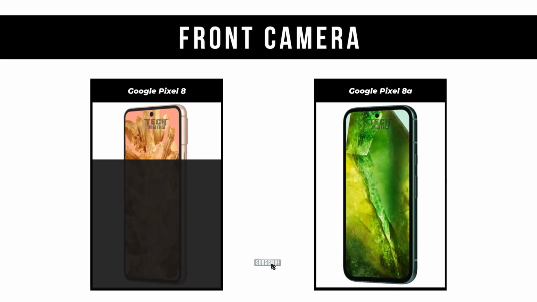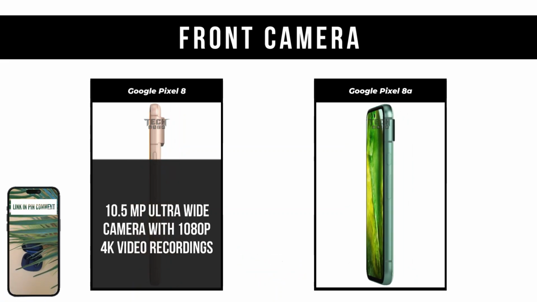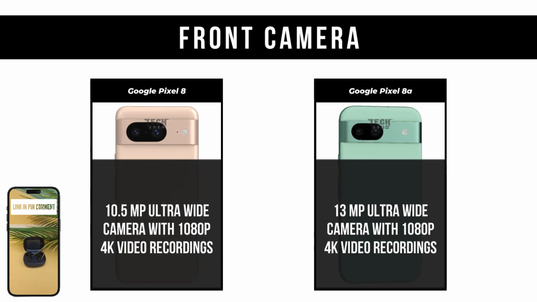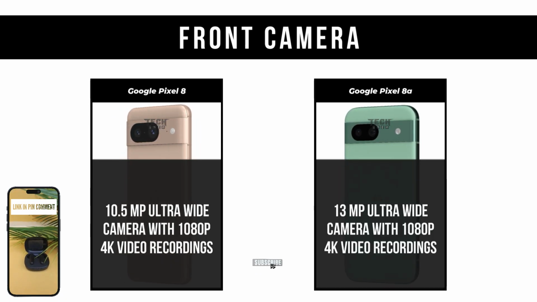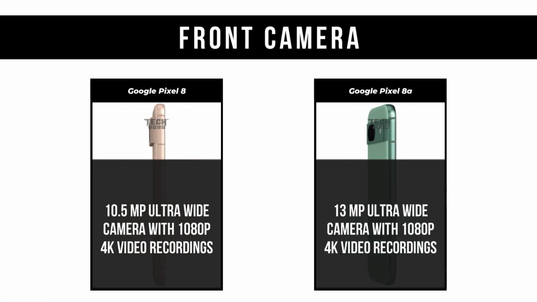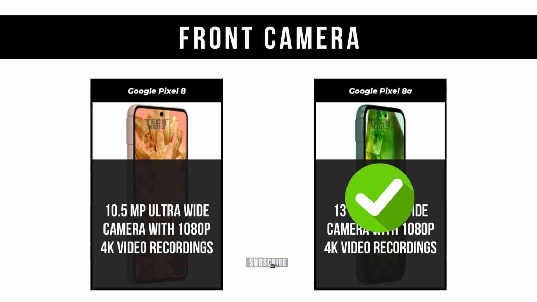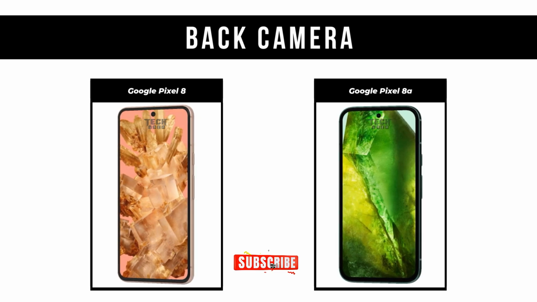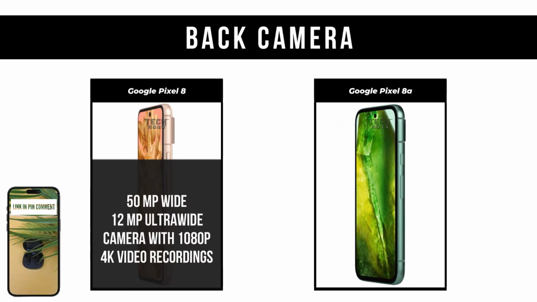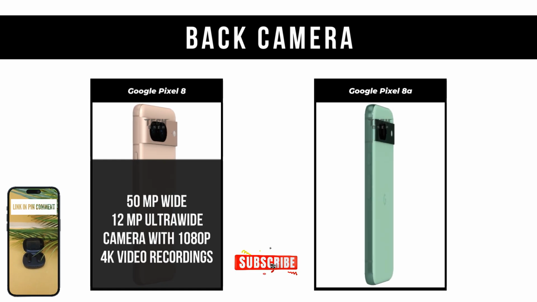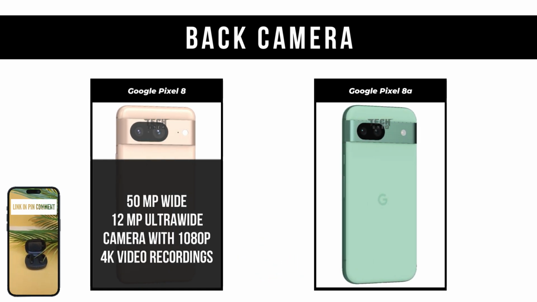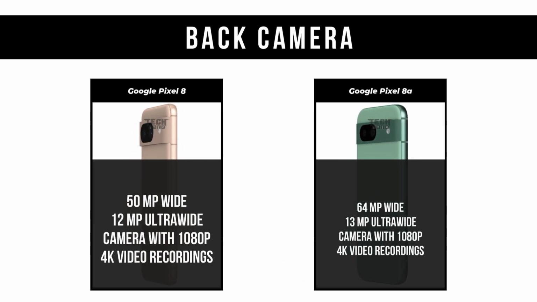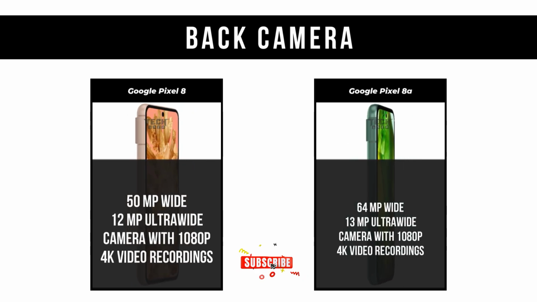Front camera. Google Pixel 8 is 10.5 MP ultra-wide-angle camera, with 1080p and 4K video recordings. Google Pixel 8a is 13 MP ultra-wide-angle camera, with 1080p and 4K video recordings. Back camera. Google Pixel 8 is 50 MP wide and 12 MP ultra-wide camera, with 1080p and 4K video recordings. Google Pixel 8a is 64 MP wide and 13 MP ultra-wide camera, with 1080p and 4K video recordings.